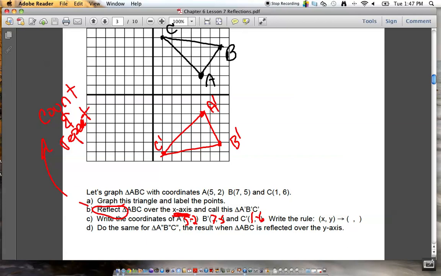Take the original triangle on your paper, reflect it over the y-axis. Practice, count, and repeat one more time. Reflect it over the y-axis. 1, 2, 3, 4, 5. Count and repeat. 1, 2, 3, 4, 5. A double prime. C double prime. 1, 2, 3, 4, 5, 6, 7. D double prime.